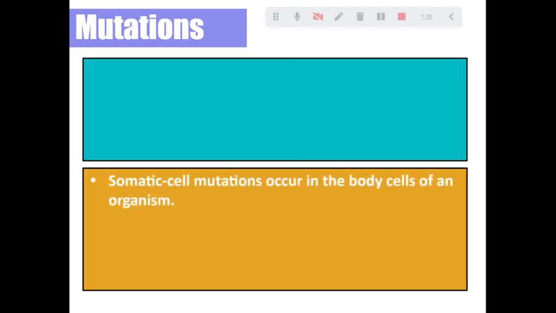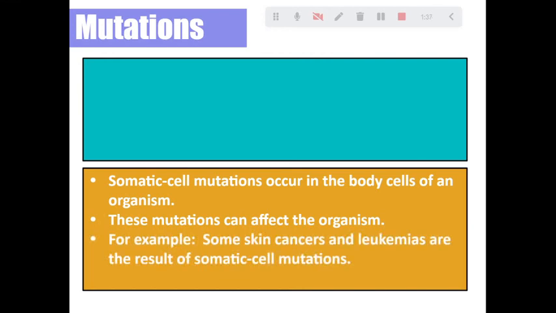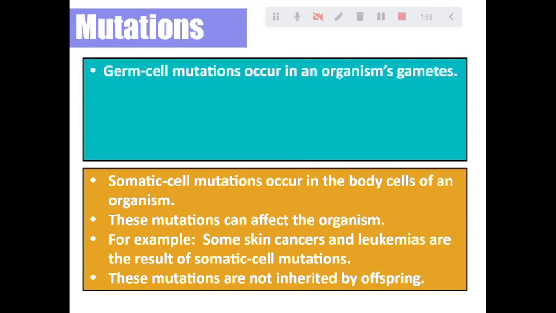Now, somatic cell mutations will occur in the body cells of an organism. These mutations can affect the organism. For example, some skin cancers and leukemias are the result of somatic cell mutations. That's why we tell people, if you're going to be out in the sun, make sure you have sunscreen on, or it's not good to lay in tanning beds because it can cause mutations in your skin cells.